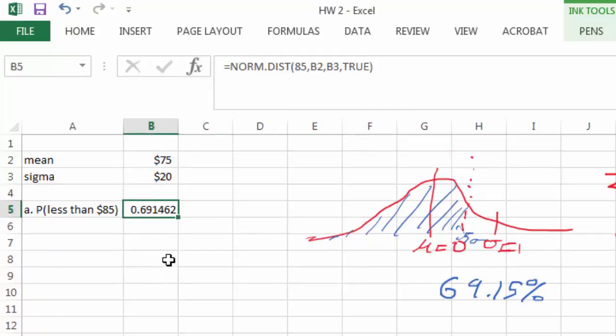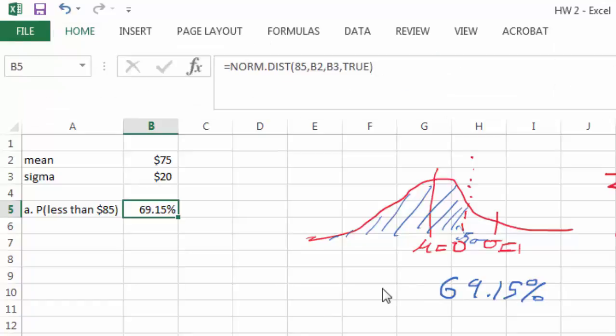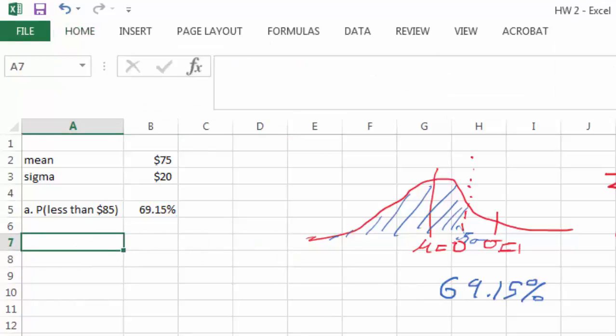And then, hey, look, 69.14. If we round that to 4 decimals, 69.15, and let's convert it to a percent with 2 decimals. 69.15. Hey, that's Excel doing the math for us, right? So that's pretty snazzy. So let's keep moving on, and I think the rest of this problem is going to be really easy.